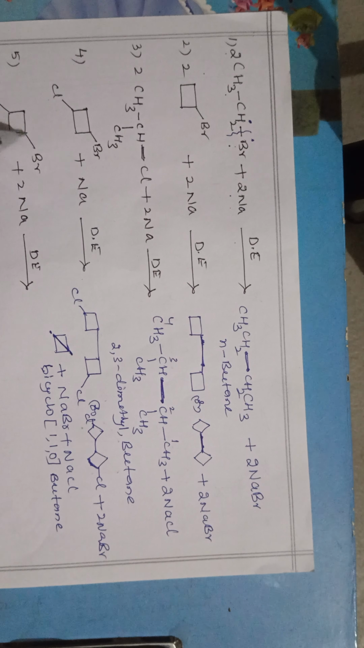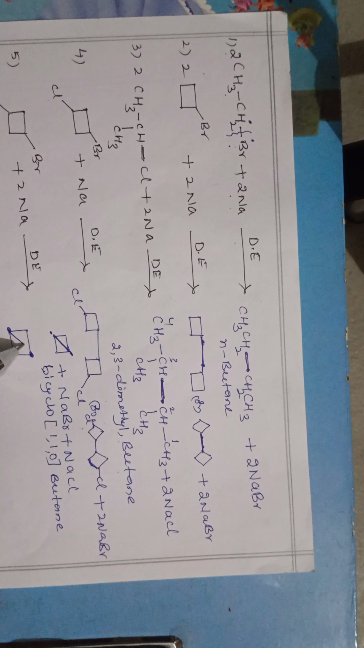Then here, directly, 2 bromines are there. It is very easy because with 2 moles of Na the 2 bromines can directly form: here 1 electron, here 1 electron. Between these two form the bond, plus 2NaBr.